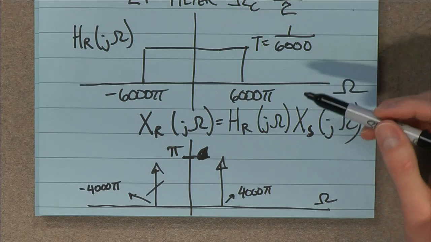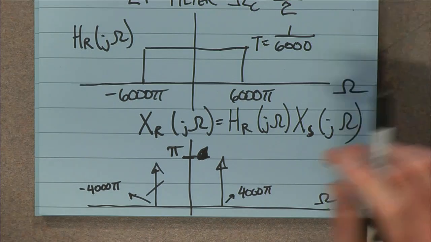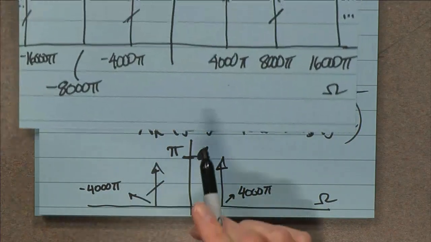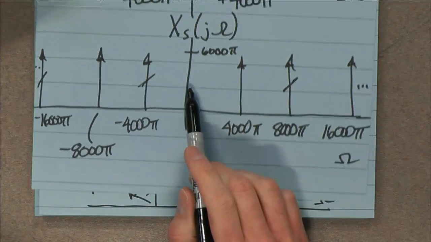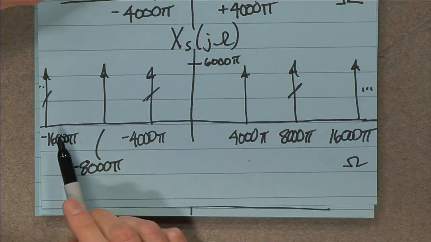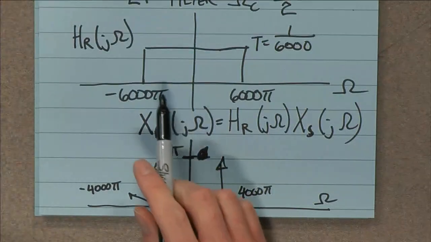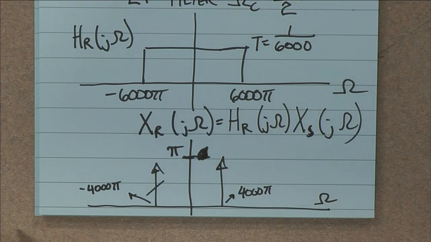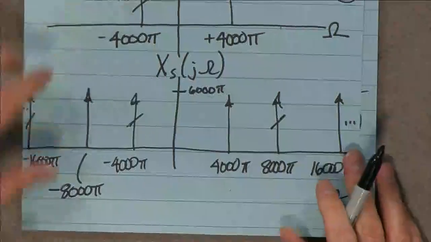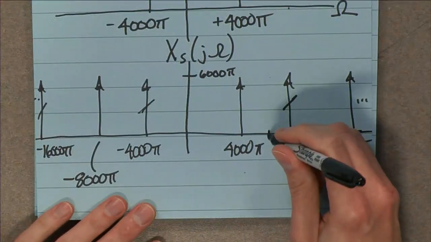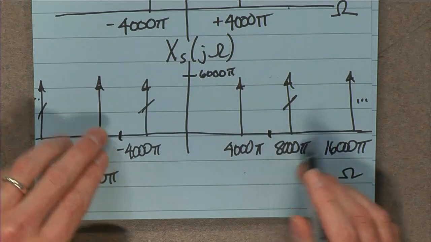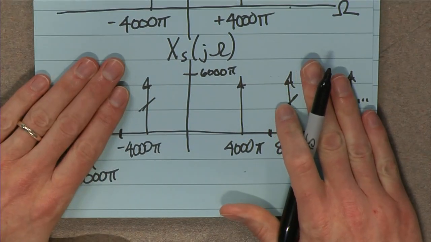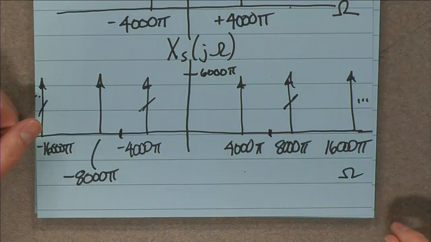We went through the sampling procedure, and we ended up with a bunch of shifted copies, which were here. So this 4,000 pi got copied everywhere. We then applied this reconstruction filter, which knocked out everything outside of 6,000 pi, and it brought us back down to this, plus and minus 4,000 pi. Why? Because if we go back to the sampled signal, we got cut off right here. So all these components were removed, everything outside plus and minus 6,000 pi.